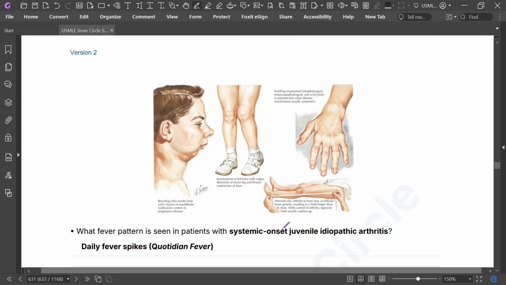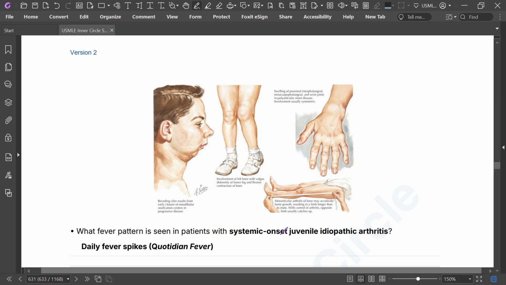What type of fever pattern is seen in systemic JIA? Daily fever spikes, 1 to 2 spikes per day, and the temperature is 102 degrees Fahrenheit or 39 degrees Celsius. The fever often happens in the evening for more than 2 weeks. They return to normal and below normal between the spikes.